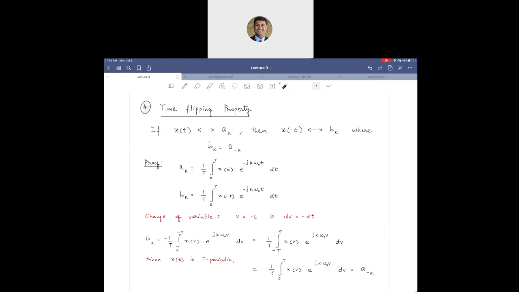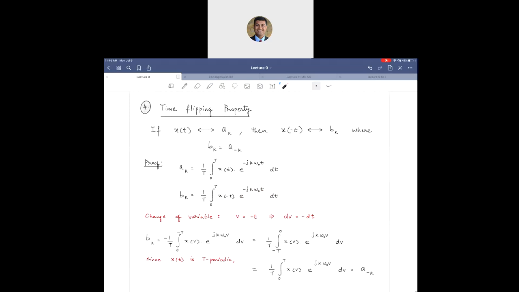A sub k, the Fourier series coefficients of x of t, is 1 over T, 0 to T, x of t, e to the minus jk omega naught t dt. All right, we know that from the definition. And I'm considering a time period of 0 to T here. I could have also done negative T over 2 to T over 2 or several other combinations, but I'm choosing to do 0 to T because the math is a little bit simpler to handle this way. b sub k are the Fourier series coefficients of the flipped signal. So 1 over T, 0 to T, x of minus t, e to the negative jk omega naught t dt.